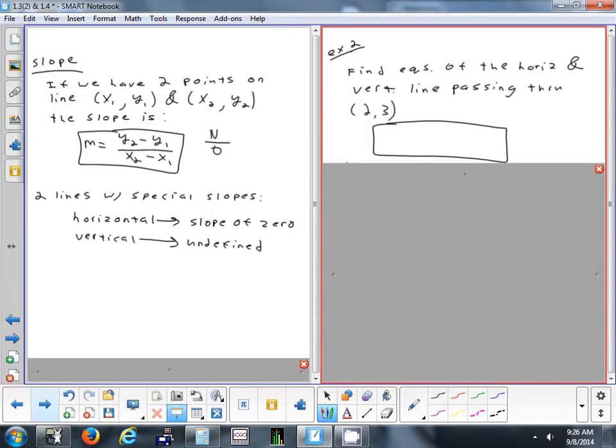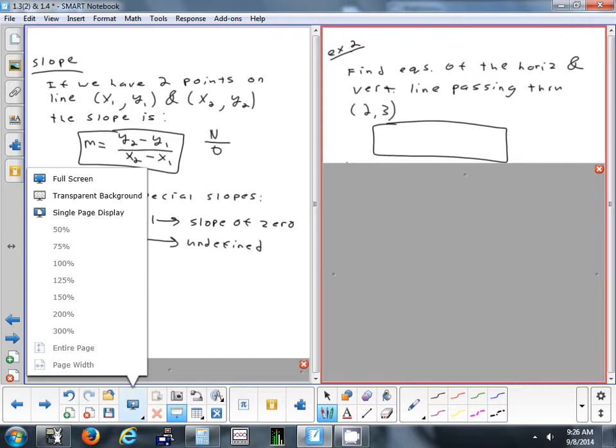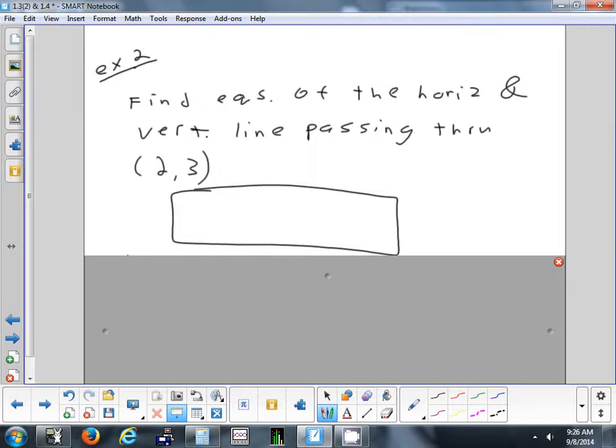Okay, so the next one, I want to find 2 special equations. I want to find a vertical line and a horizontal line that passes through the point 2, 3. What does the equation of a horizontal line look like? How does that start out?